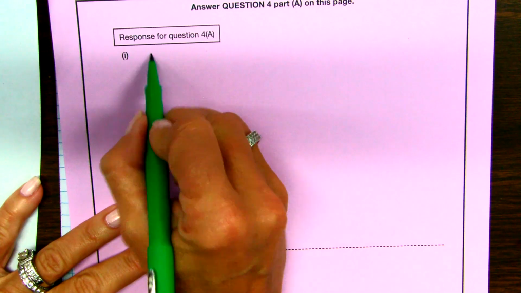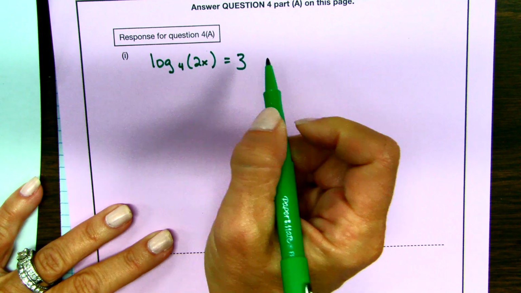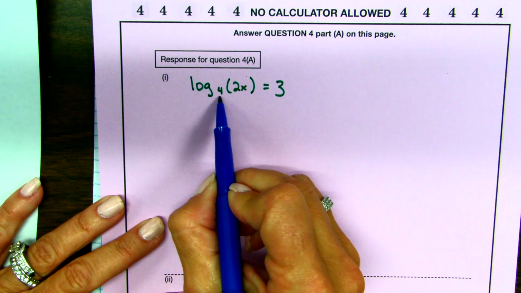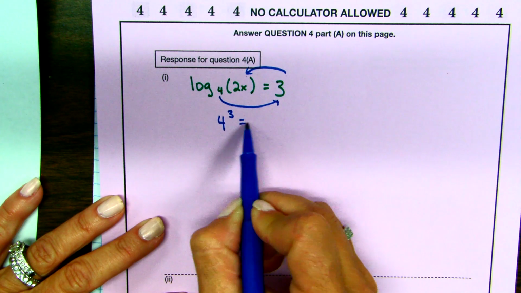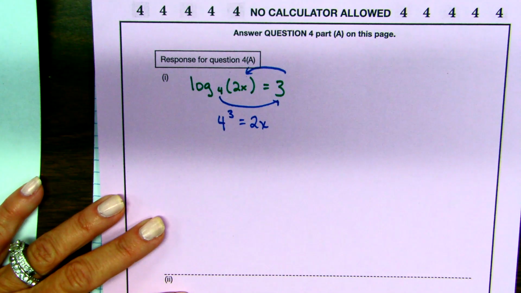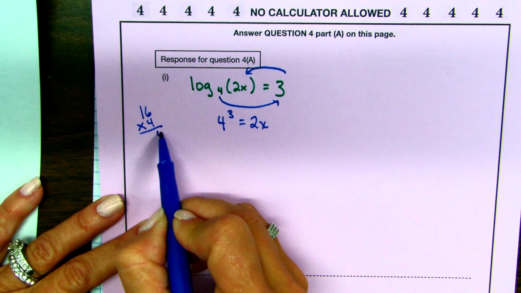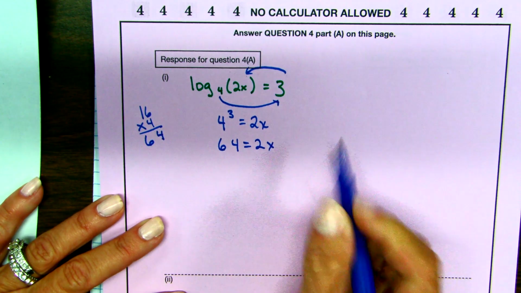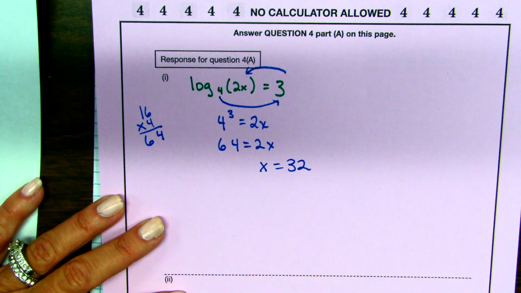So I have log base 4 of 2x equals 3. And then I'm going to solve it, okay? So to solve a log equation, I rewrite it in its other form. That is 4 to the third equals 2x. Now, no calculator, so 4 squared is 16, and 16 times 4 is 64, okay? Half of 64 is 32, okay? Stop me if you have a question about anything I'm doing.